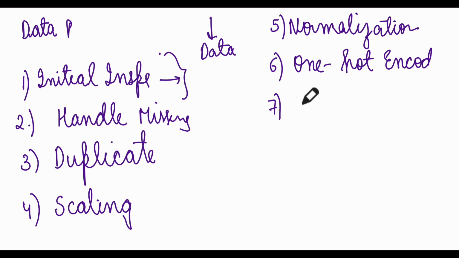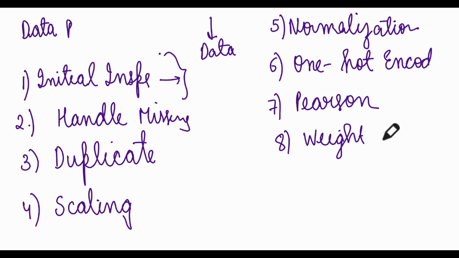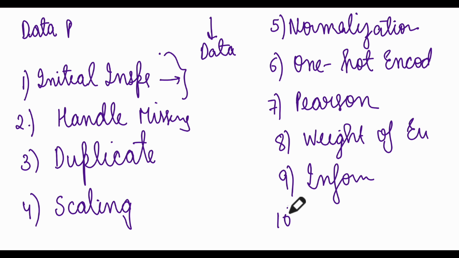After that is done, we will have the Pearson coefficient. Then comes a major part, that is weight of evidence. It is very, very important to understand. Then comes information value. And then comes your principal component analysis, that is PCA. So these are the 10 major pre-processing techniques.